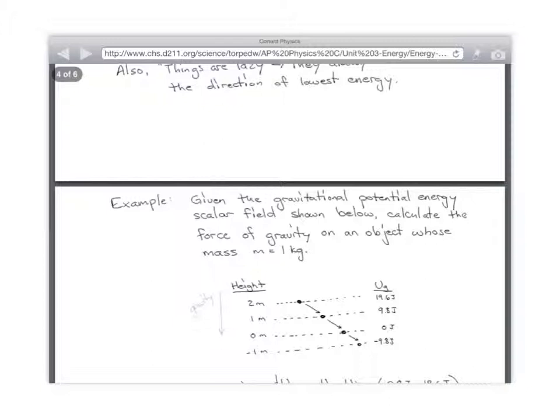Right. So what's dU over dr if you were to calculate it with these numbers? 19.6 over 2, or 9.8. So to do a slope, what do you need? Two points. You need two data points. So you know at 19.6 it's 2 meters, and at negative 9.8 it's negative 1 meter, right?